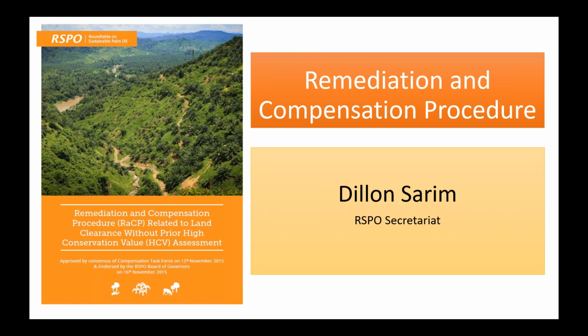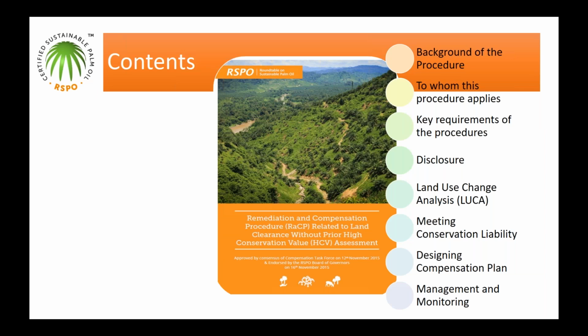So for today, I will be covering this content. I'll be explaining to you the background of the procedure, to whom this procedure applies, the key requirements of the procedure, basically the flowchart of how this procedure is completed, disclosure of non-compliant land clearance, the land use change analysis requirement, and finally how to meet the conservation liability by designing the compensation plan, and also manage and monitoring of the compensation procedure.